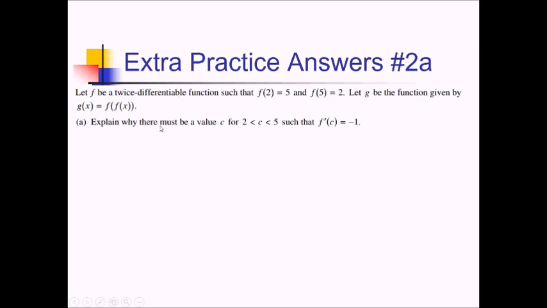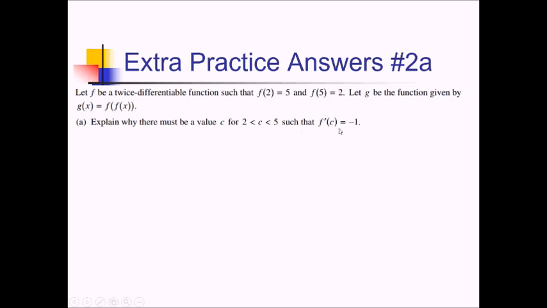For the first part on this, they want us to explain why there has to be a c value between 2 and 5 where the derivative is -1. So if you're trying to guarantee a certain derivative value, a certain slope value, and you have some information about the original function, the mean value theorem is kind of our go-to in this situation.